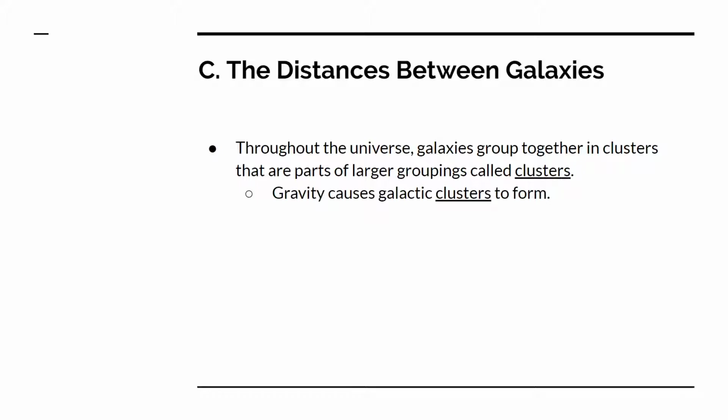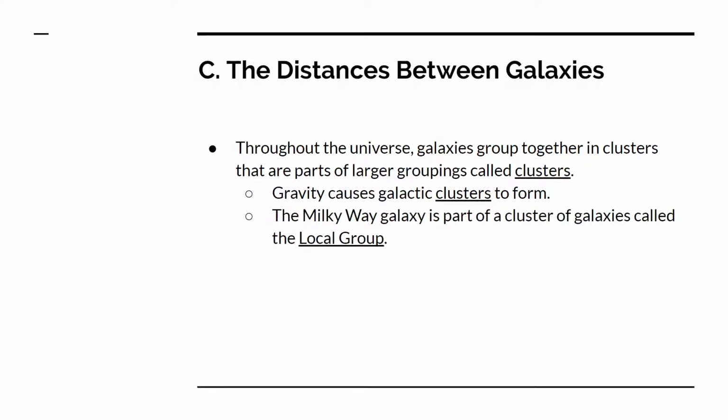And just like gravity causes the planets to rotate around the sun, gravity causes the sun to orbit in our galaxy, and gravity causes galaxies to group together in clusters. Our neighborhood of galaxies is called the local group.